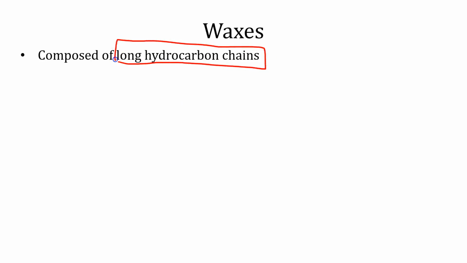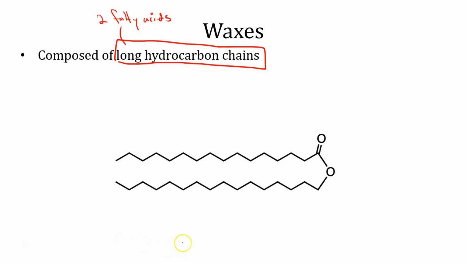All right, the next category is the waxes. Not a whole lot to say about waxes, other than they're really, really long hydrocarbons. Generally these are made from 2 fatty acids. Up to this point, when we talked about fats and oils, we only talked about things being 1 fatty acid long. A triglyceride has 3 fatty acids, and each one is just 1 fatty acid long. But in a wax, there are 2 bound together, so it ends up being really, really long.